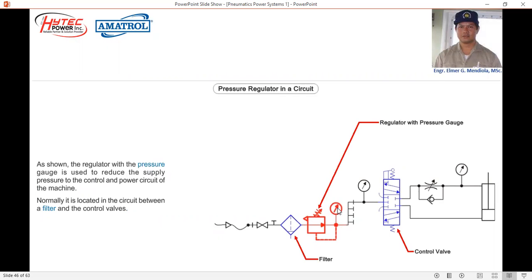Pressure regulator in a circuit. As shown, the regulator with the pressure gauge is used to reduce the supply pressure to the control and power circuit of the machine. Normally, it is located between the filter and the control valve. Usually, the filter is already part of the pressure regulator, and the pressure gauge here indicates the pressure downstream.